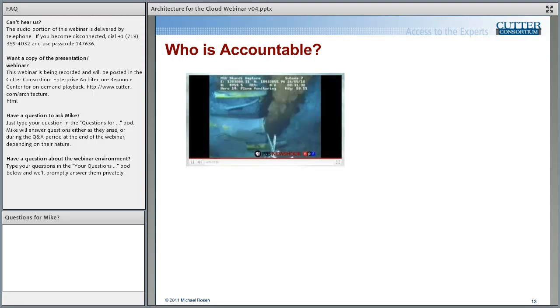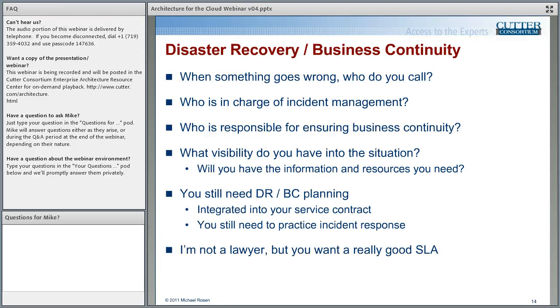Now, what's the point of all of this? Well, stuff happens, right? Disasters happen, and they're going to happen to your cloud provider. And when something happens, is it BP pointing the finger at Transocean, which is pointing the finger at Cameron? Is anybody in charge? Who do you call? Who's going to be in charge of your incident management? Who will be responsible for ensuring your business continuity? Will you have any visibility at all into the situation?